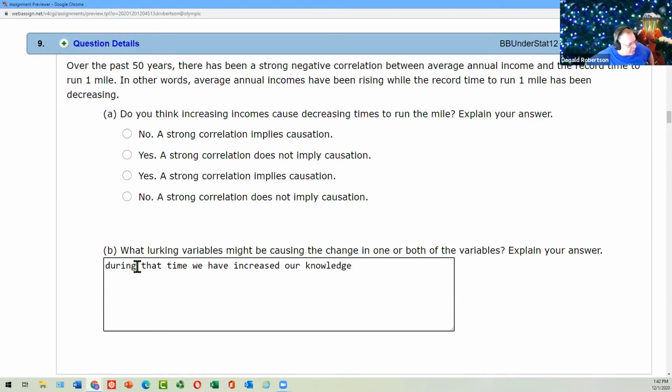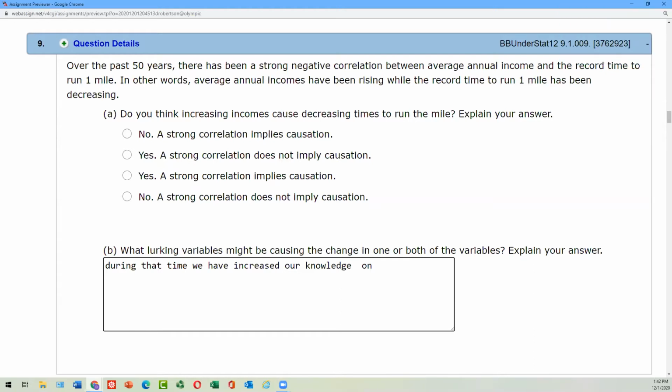There's the beginning of what I want. It's my answer, not the only answer. During that 50-year period, we've increased our knowledge on, what do you think? What have we increased our knowledge about? Like going to the gym instead of going on a 1 mile run or something.